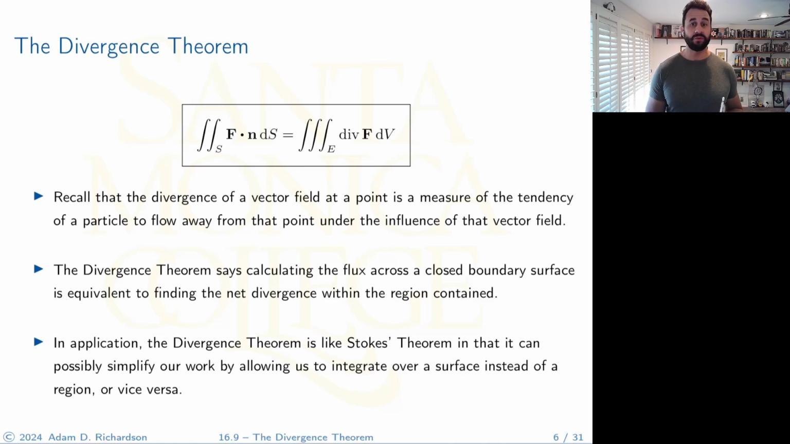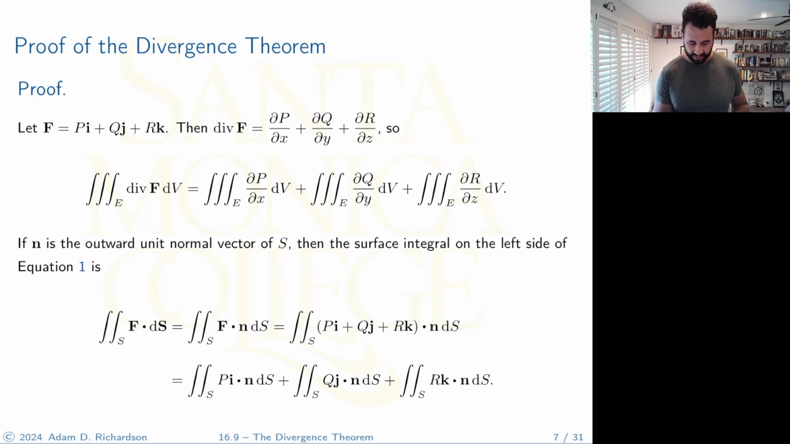Okay, let's prove it. Let's let our vector field F be given in this standard form. Then by the definition of the divergence, it's equal to this sum. That means that the triple integral of the divergence can be broken apart into three separate triple integrals using linearity of the triple integral. So if I want to compute this triple integral, it's equivalent to computing these separate triple integrals right here.